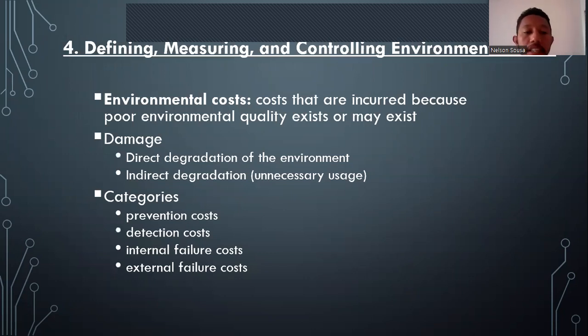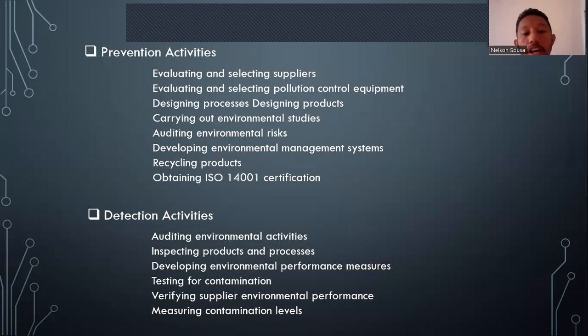The fourth part is defining, measuring, and controlling environment costs. The first: environment costs are incurred because poor environment quality exists or may exist. Damage, direct degradation of the environment, or indirect degradation, direct interaction, and accessory, is categorized into four parts: prevention cost, detection cost, internal failure cost, and external failure cost. There is a classification of the environment cost by the activity.